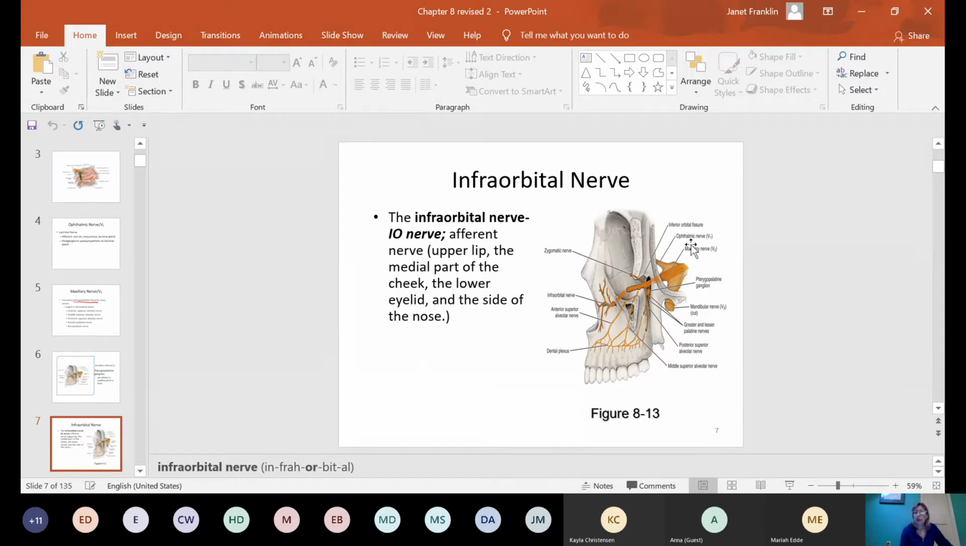So you've got your ophthalmic or infraorbital nerve that comes off, and you can see right here, here's your infraorbital nerve. It's coming through the infraorbital foramen. This right here for orientation is your orbit, or the eye hole. And this right here is your nasal, or your nose.